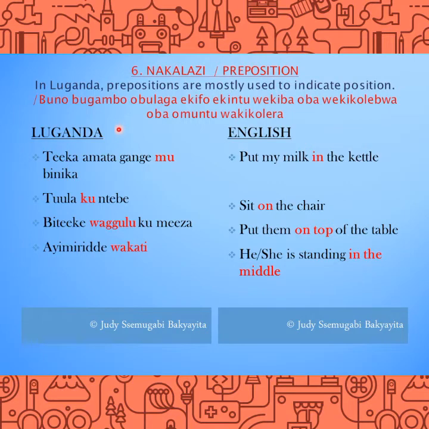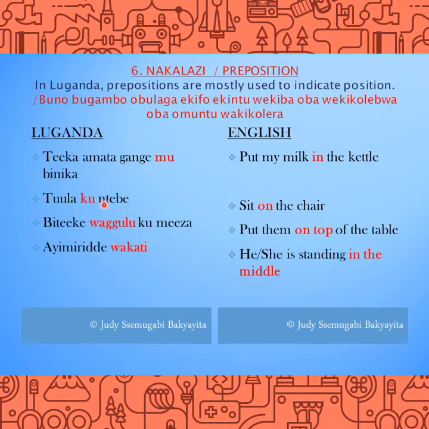Okugeza, example, teeka amata gange mu bbinika. Mu ye nakalazi, which is the preposition in English. Teeka amata gange mu bbinika. Put my milk in the kettle.